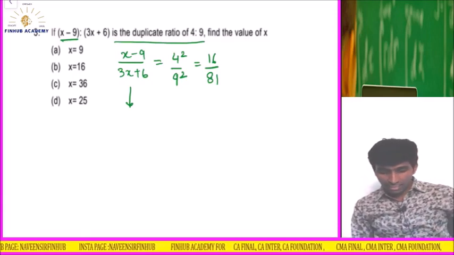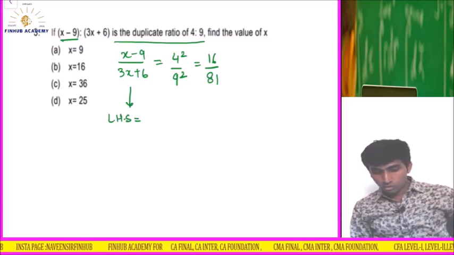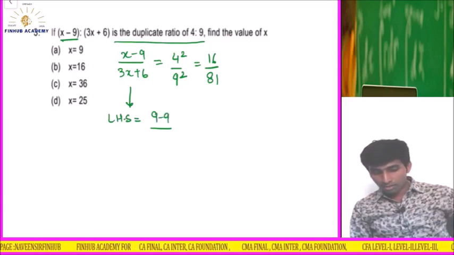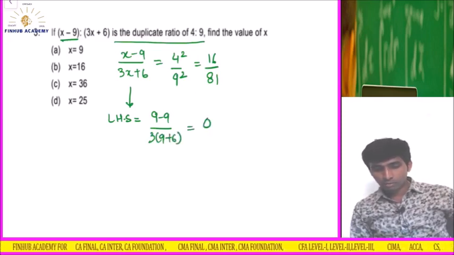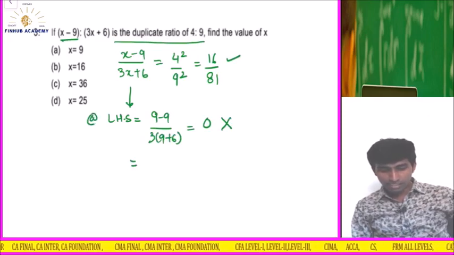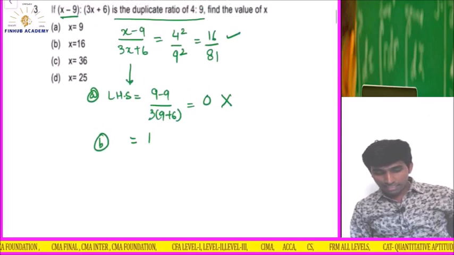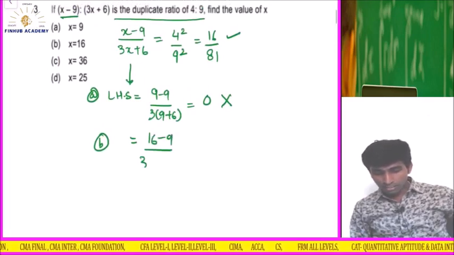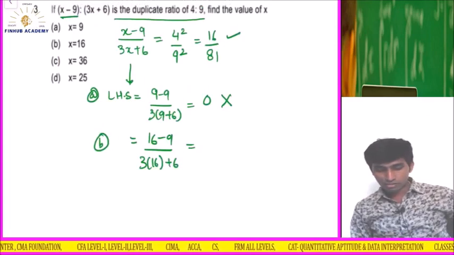Okay, so let's check with the left hand side. See, if I put 9, then 9 minus 9 upon 3 into 9 plus 6. 9 minus 9 is 0, but I want 16. So this is not the answer. Option A is not the answer. Let's try with B. Option B: left hand side, 16 minus 9 upon 3 into 16 plus 6. So 16 minus 9 is how much?